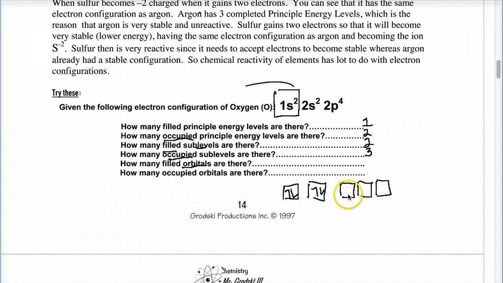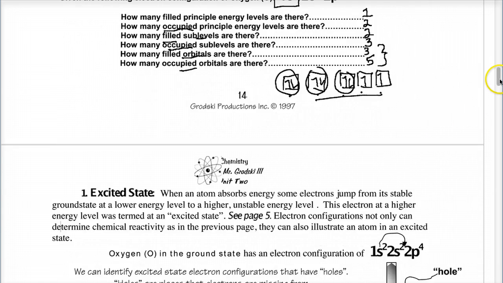And of course, 1, 2, 3, 4. So how many filled orbitals? 1, 2, 3. How many occupied orbitals? 1, 2, 3, 4, 5. At least 1 electron. So it's easy to get these wrong if you don't understand Hund's rule and draw. Okay? Not tough questions, but they become particular.